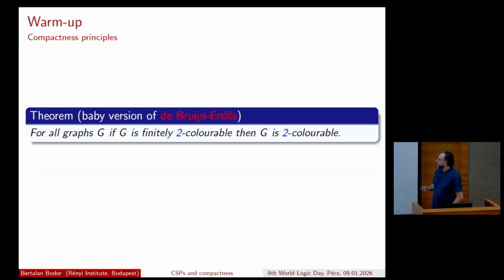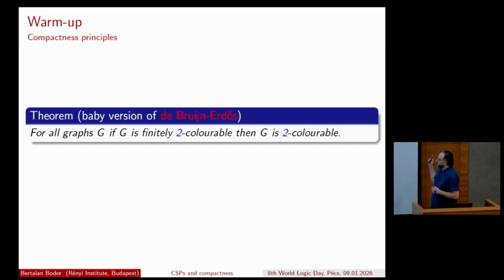Okay, now in comparison, there is this baby version of this, which just changes everything to two-colorability, right? If you think about it, obviously the same proof works. You can just use compactness, but for this, actually, it is not even required. You can almost prove this without any choice, right?